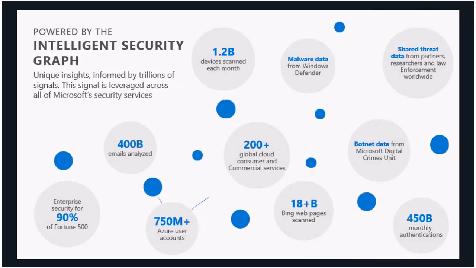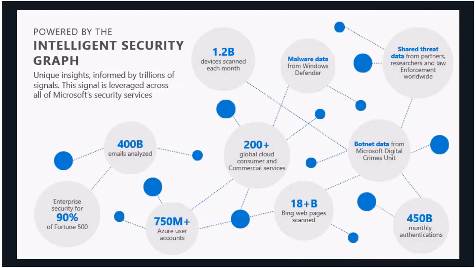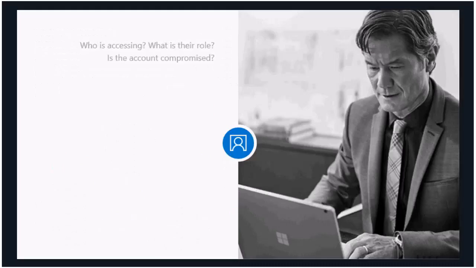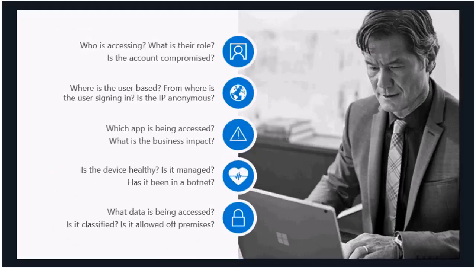So given that context, let's just go through a couple of very critical questions in terms of determining the level of control our customers actually have on the access to their apps. So one of the first questions is, who's accessing the network? What is the role of the person that is actually accessing the network? Is the account of the person compromised?